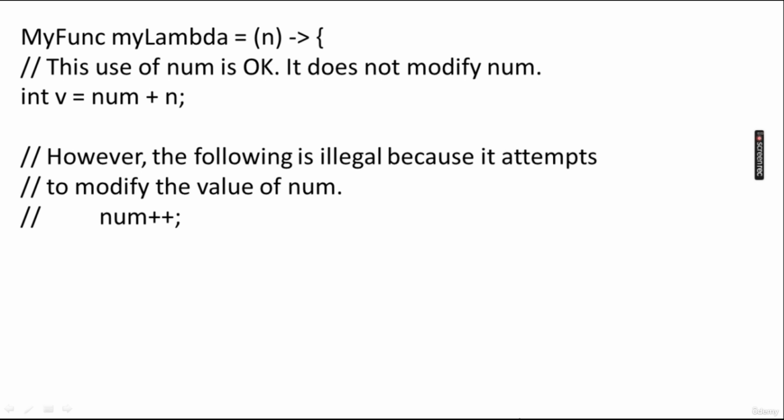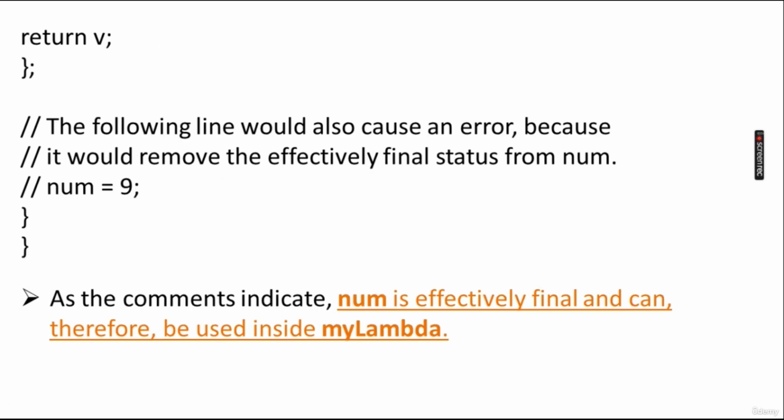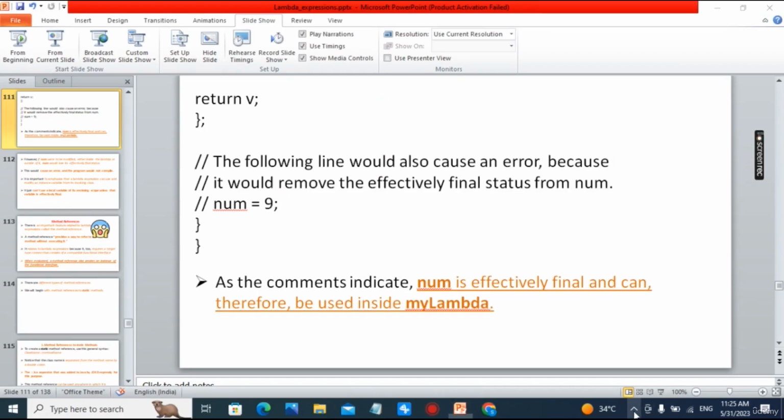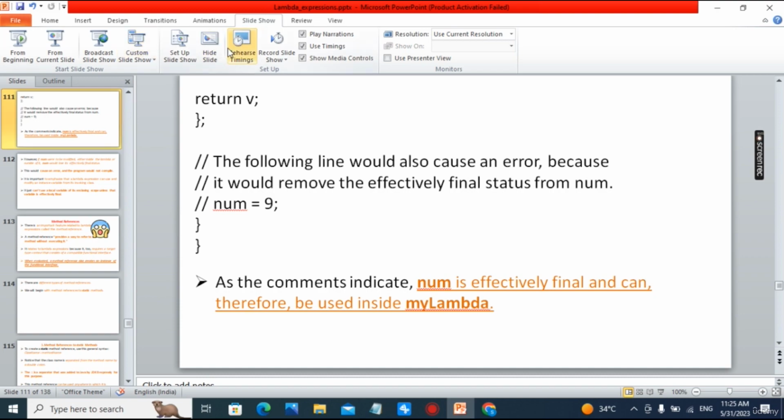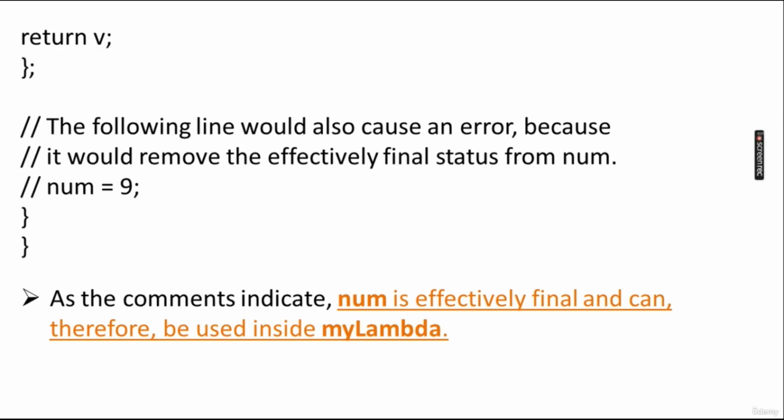So it will be treated as effectively final. Next, the following is illegal because it attempts to modify the value of num. We are also doing it here: number is equal to 9. It will be modified because it would remove the effectively final status from number. Number is effectively final and can therefore be used inside my lambda.